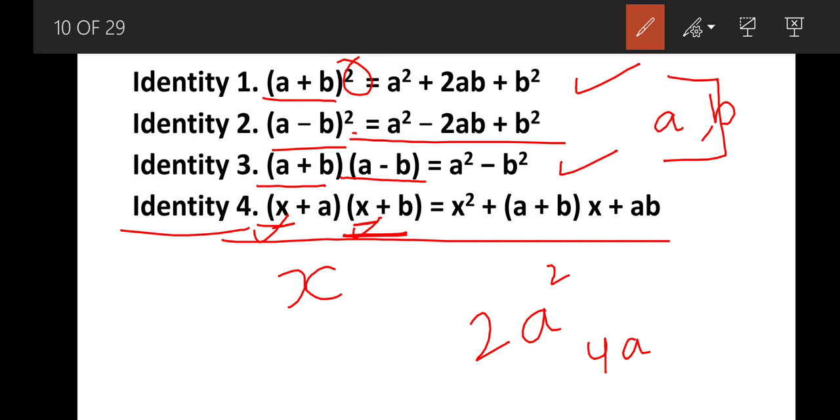So I hope you have now understood where to use which identity. If a plus sign is there in between the terms, then you will be using the first identity. If a minus sign is there, then you can use the second identity. If both plus as well as minus are there, without the square of these two terms, then you can use the third identity. And if, apart from a and b, we have one more term, x, present, then you are supposed to use identity number 4.